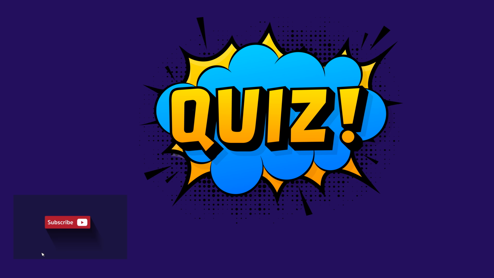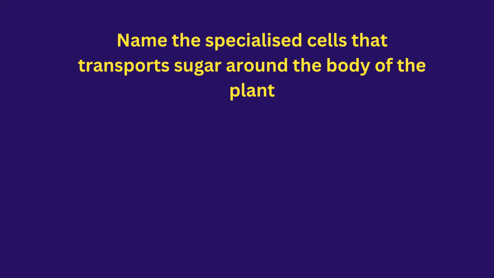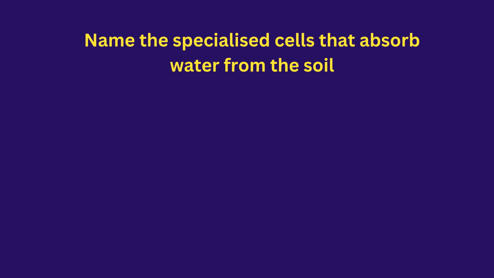It is quiz time. Let us check our knowledge on what we have just learned about specialized cells in plants. Name the specialized cell that transports sugar around the body of the plant. Very good. The phloem cells. Name the specialized cells that absorb water from the soil. Root hair cells.